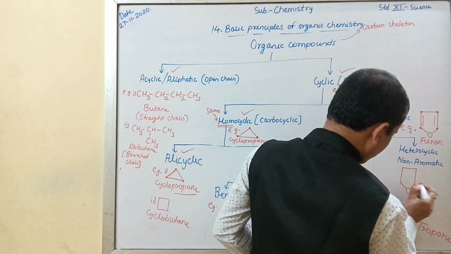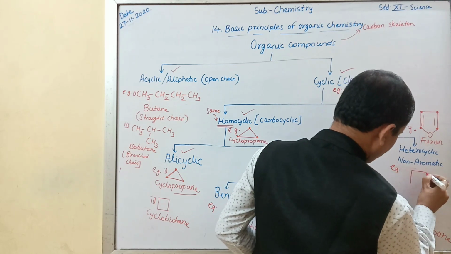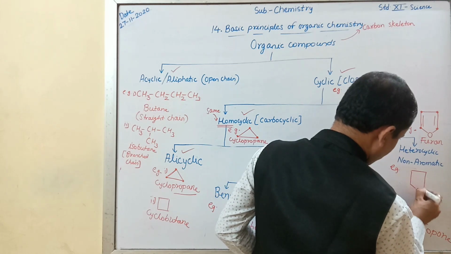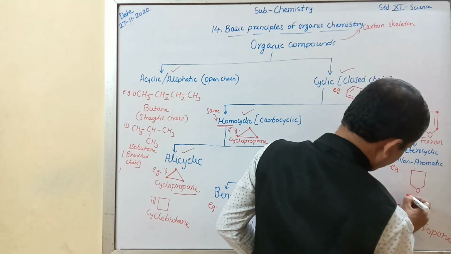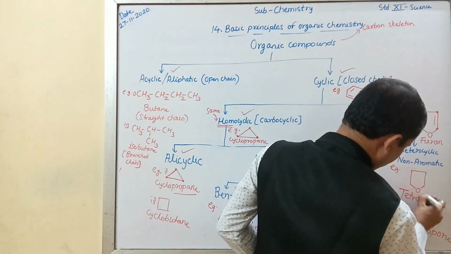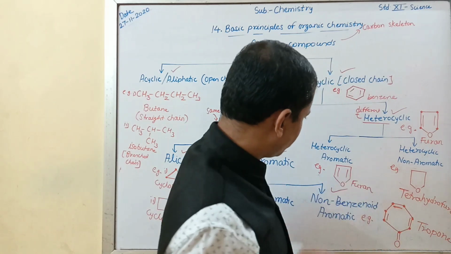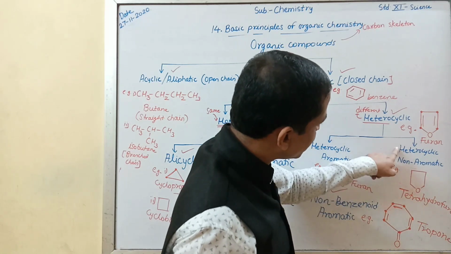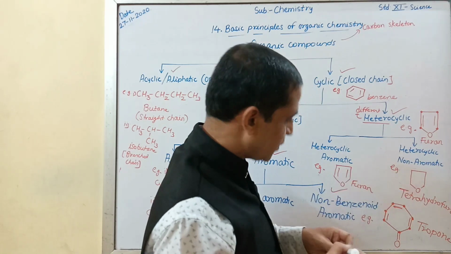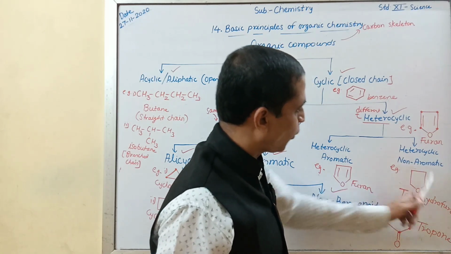And see here, remove the double bonds. It is tetrahydrofuran. It is heterocyclic non-aromatic. Why is it non-aromatic? See, there is an absence of alternate single and double bonds.